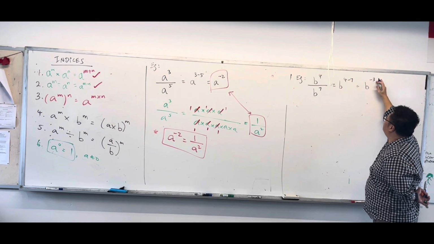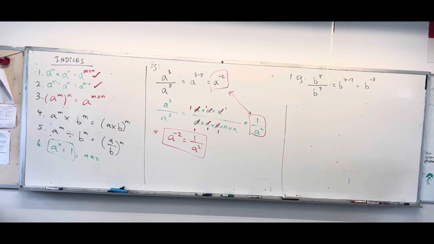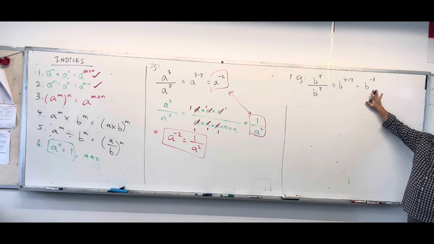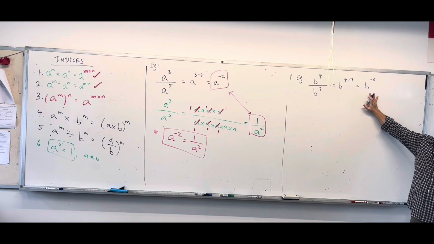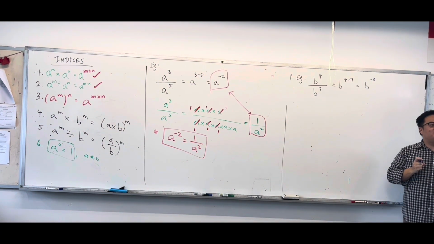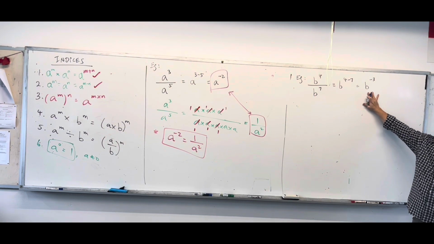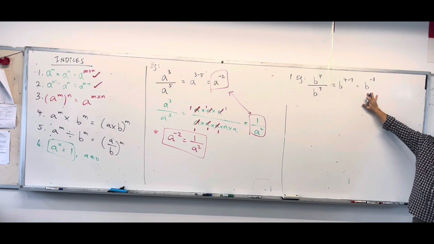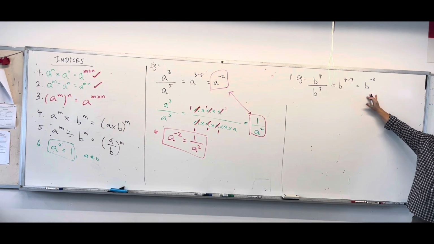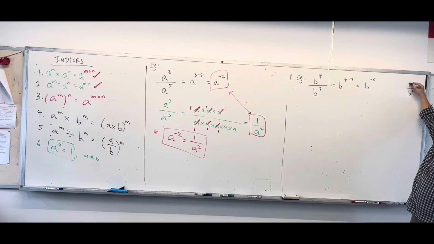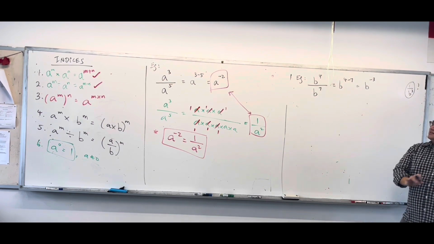Very good. Somebody says it's 6,000. It's wrong. 4 minus 7 is negative 3, not 6,000. So this is B to the negative 3. Let's make a prediction. What do you think this is in positive index? You predict it's 1 over B cubed. Let's test it out to see if it's true.